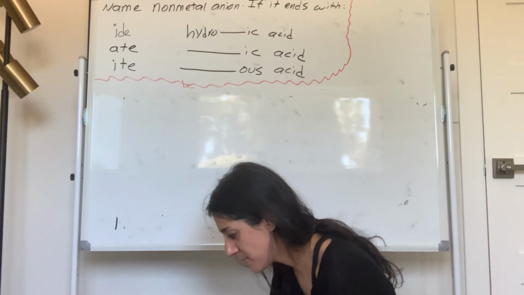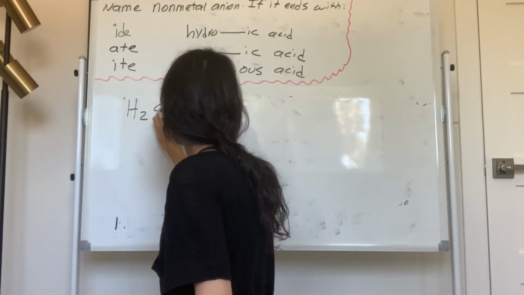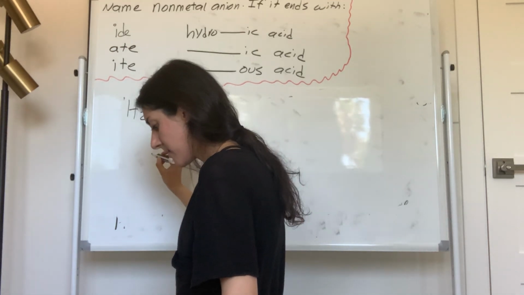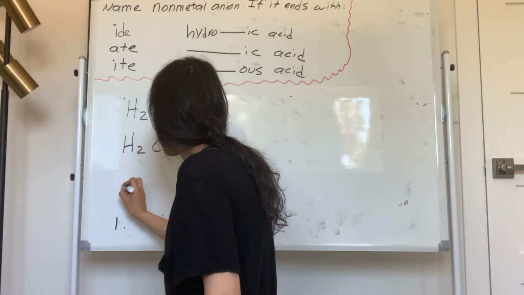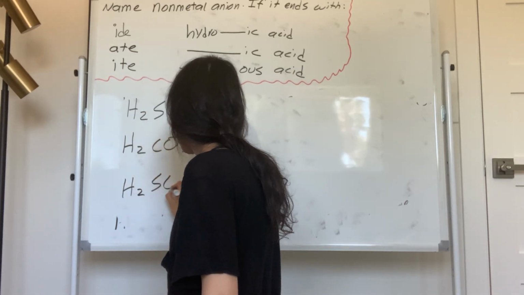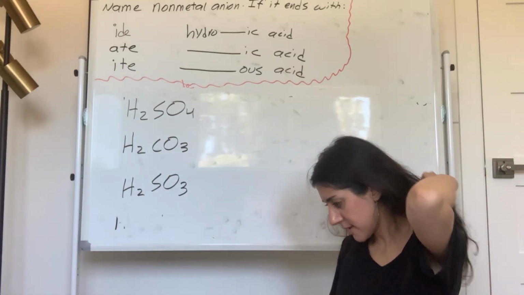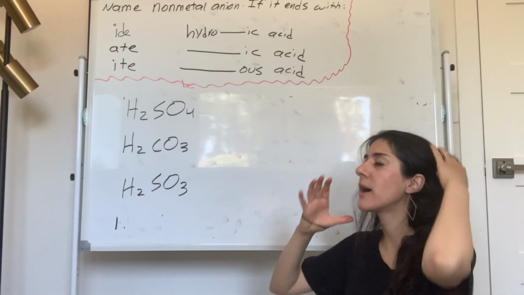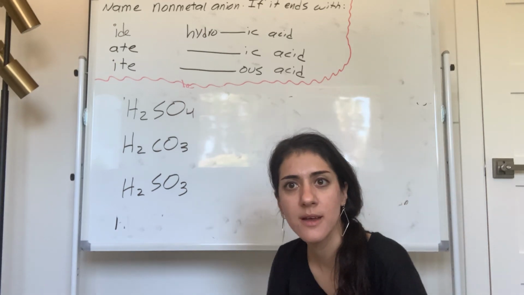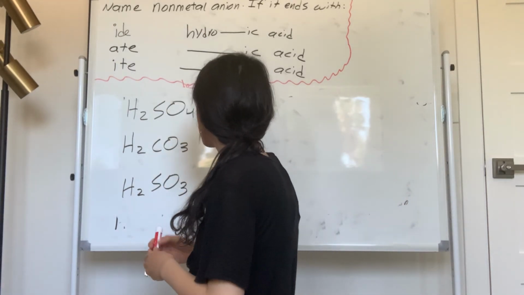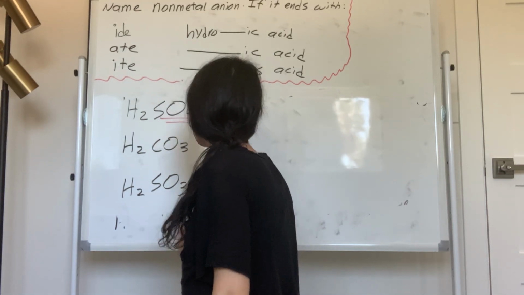Ready for more practice problems? Let's do it. H2SO4. Again, it's an acid, starts with H. H2CO3. H2SO3. You guys ready? Okay. Let's do this. So we have to name the anion first, right? SO4. What's SO4? Hopefully you're shouting that SO4 is a polyatomic ion. Okay, if you look at your polyatomic ion chart, what's the name for SO4?